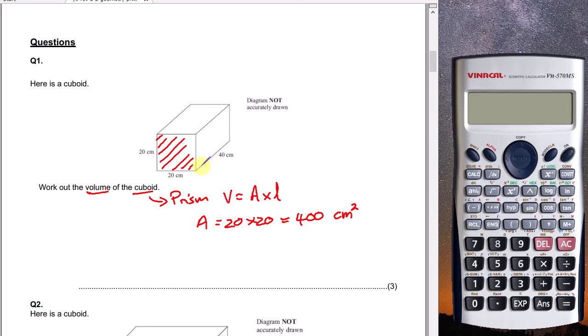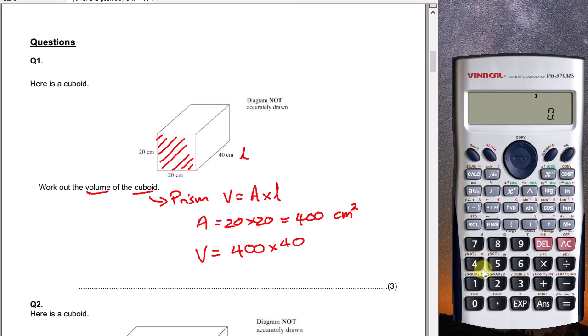Then we need to multiply by the length going backwards. This is now my length at right angles to all of this direction. The area gives us a set of directions, and this is at right angles to it. If it's not at right angles, you can't do that, but nearly every situation you come across, that's fine. So the volume is my 400 times 40, and it gives me my final solution.